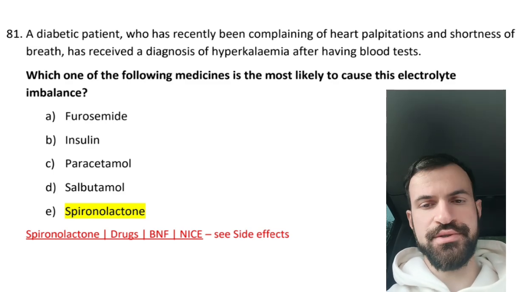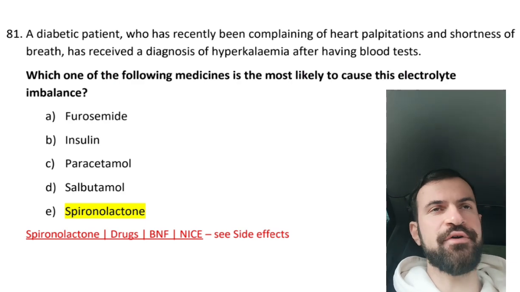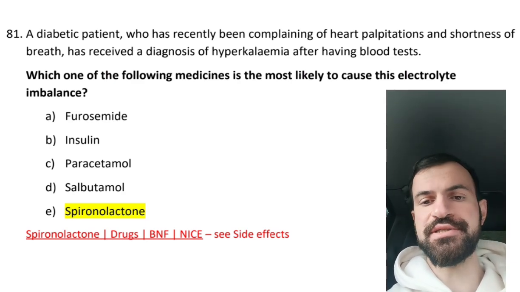Now, if you look at all the options, you should come to the conclusion that it's spironolactone. Why? Because it's a potassium-sparing diuretic. So it spares potassium. So it doesn't affect it, right? So it would increase potassium levels.